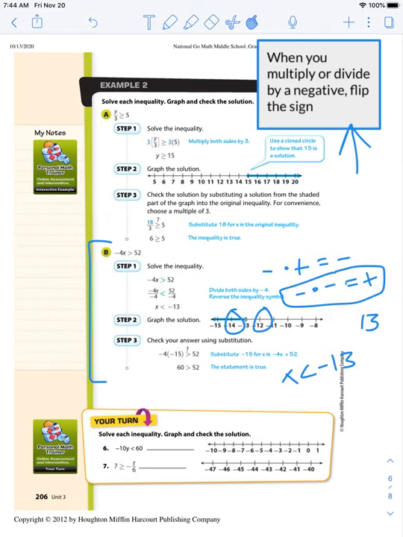y divided by 3 is greater than or equal to 5. To undo division, we multiply both sides by 3. 5 times 3 is 15, so y is greater than or equal to 15. Because 3 was not negative, we did not multiply or divide by a negative. The sign stays the same.